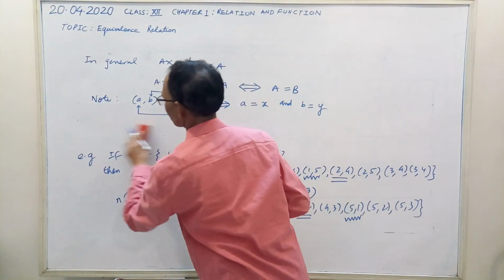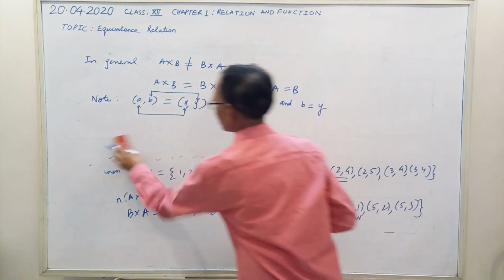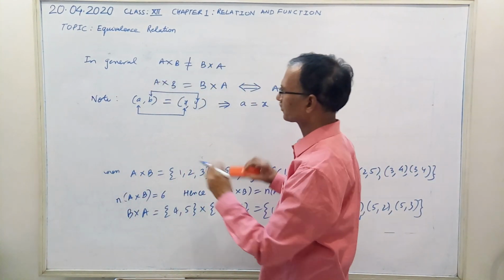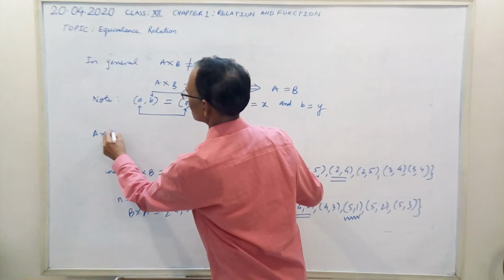Now, what is the meaning of A cross B cross C?